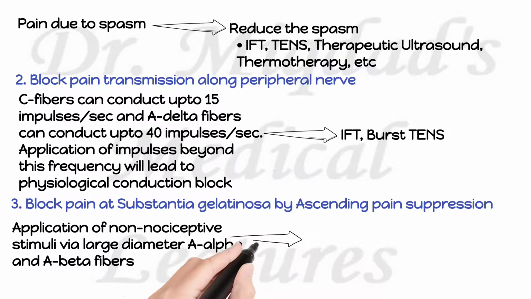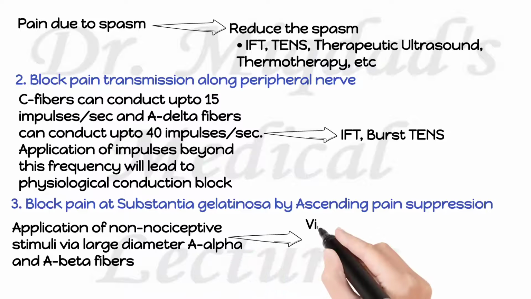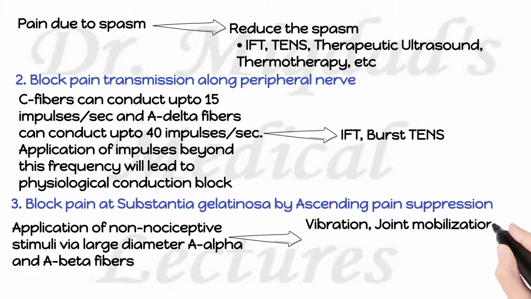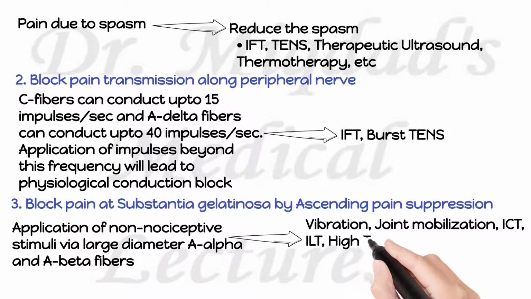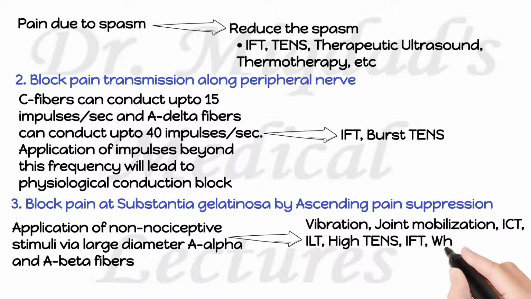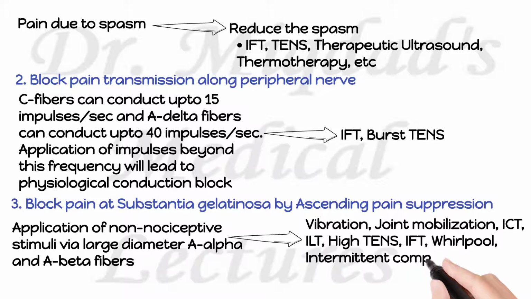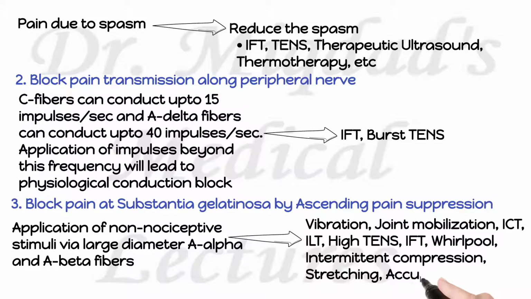and A beta fibers. For this, we can apply vibration, joint mobilization, intermittent cervical traction, intermittent lumbar traction, high TENS, interferential therapy, whirlpool, intermittent compression, stretching, acupressure, etc.